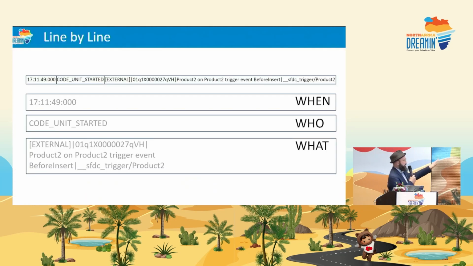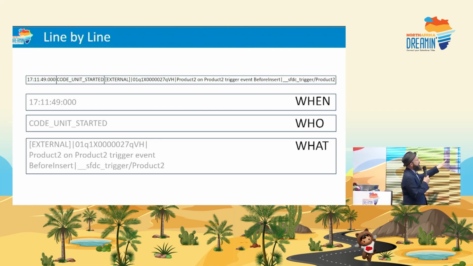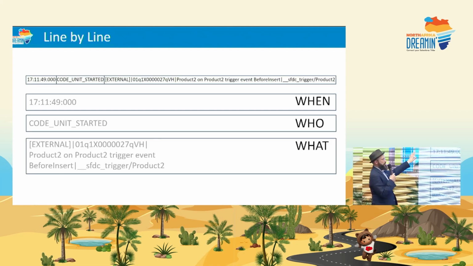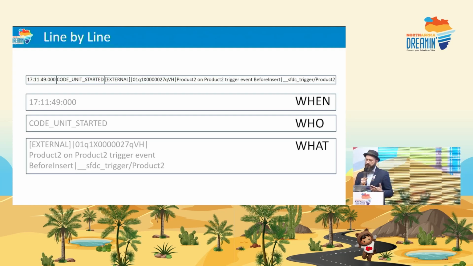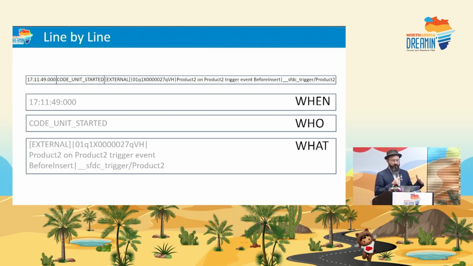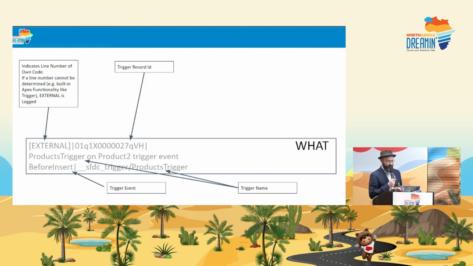What you see up there is a typical line from a debug log. And roughly speaking, as shown in the introduction, it also covers the when, the who, and the what. Let's go a little deeper.